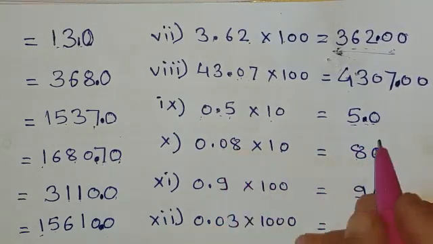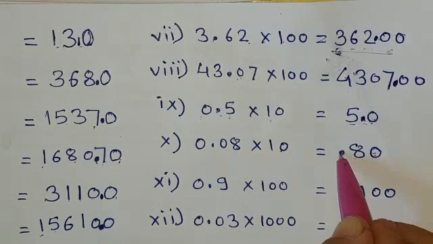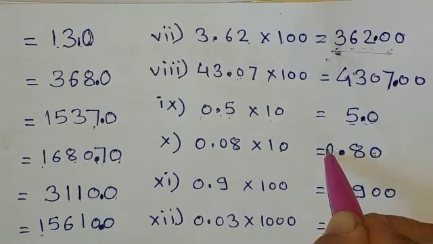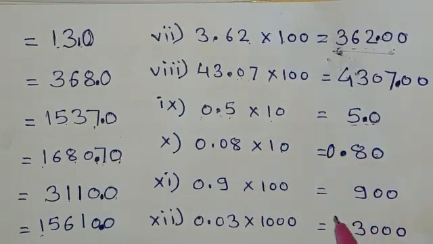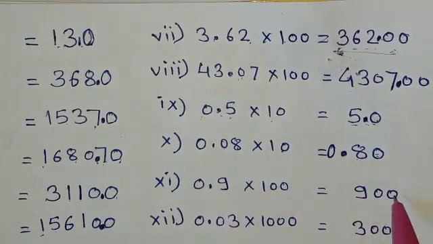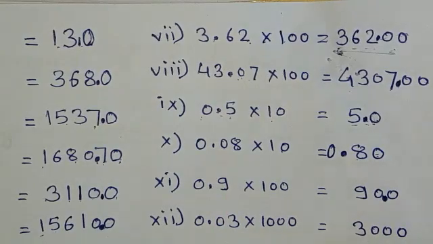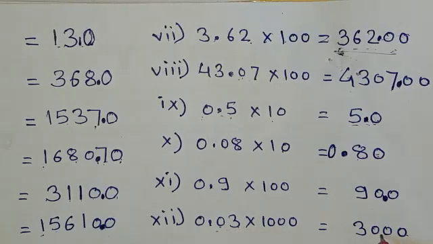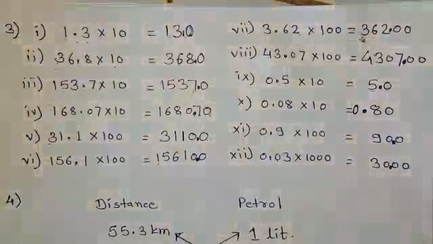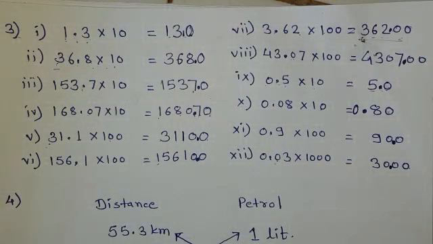There are two digits, so 1, 2, my decimal point will come here and give the 0 before the decimal point. Now after the point only one digit, so one decimal point will come here. After the decimal there are two digits, so 1, 2, my decimal point will come here. So this way we have completed question number 3.